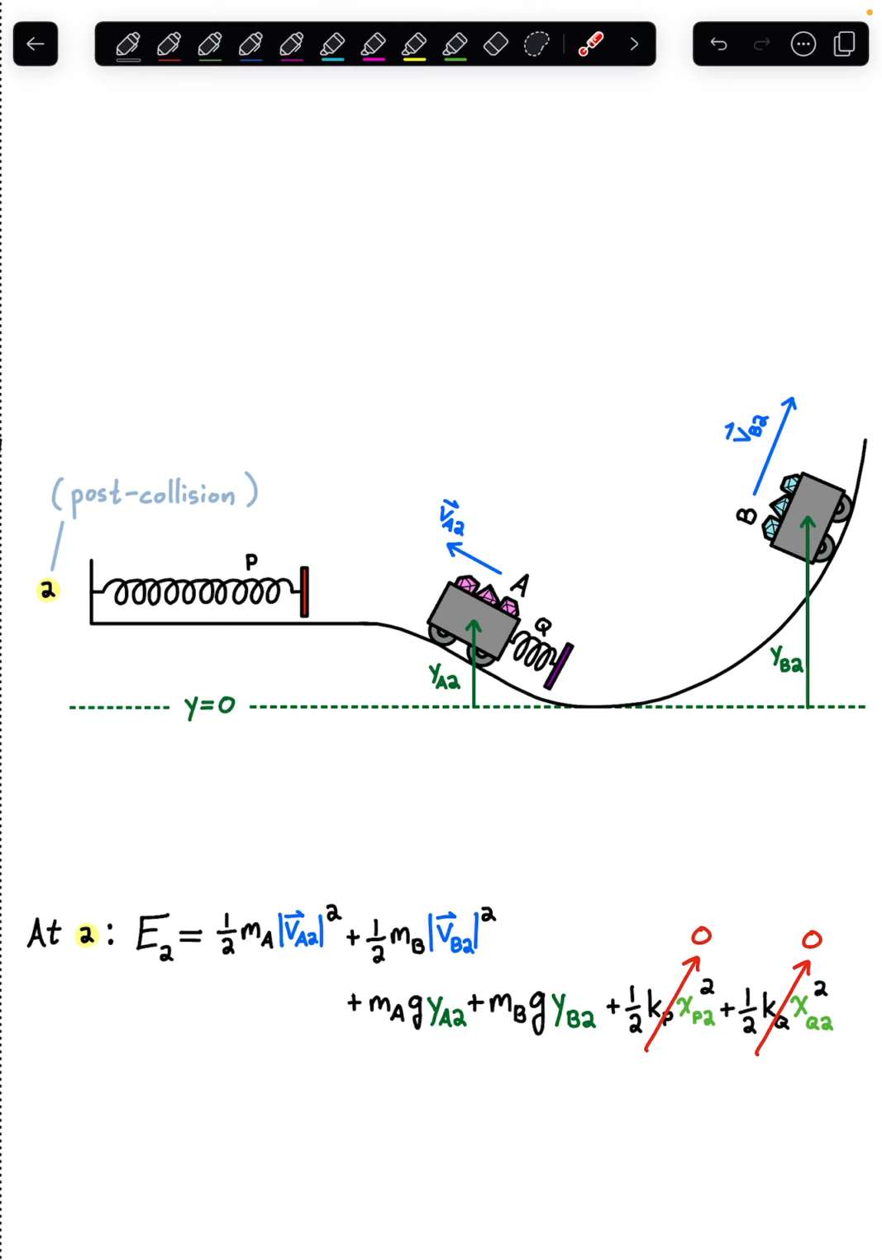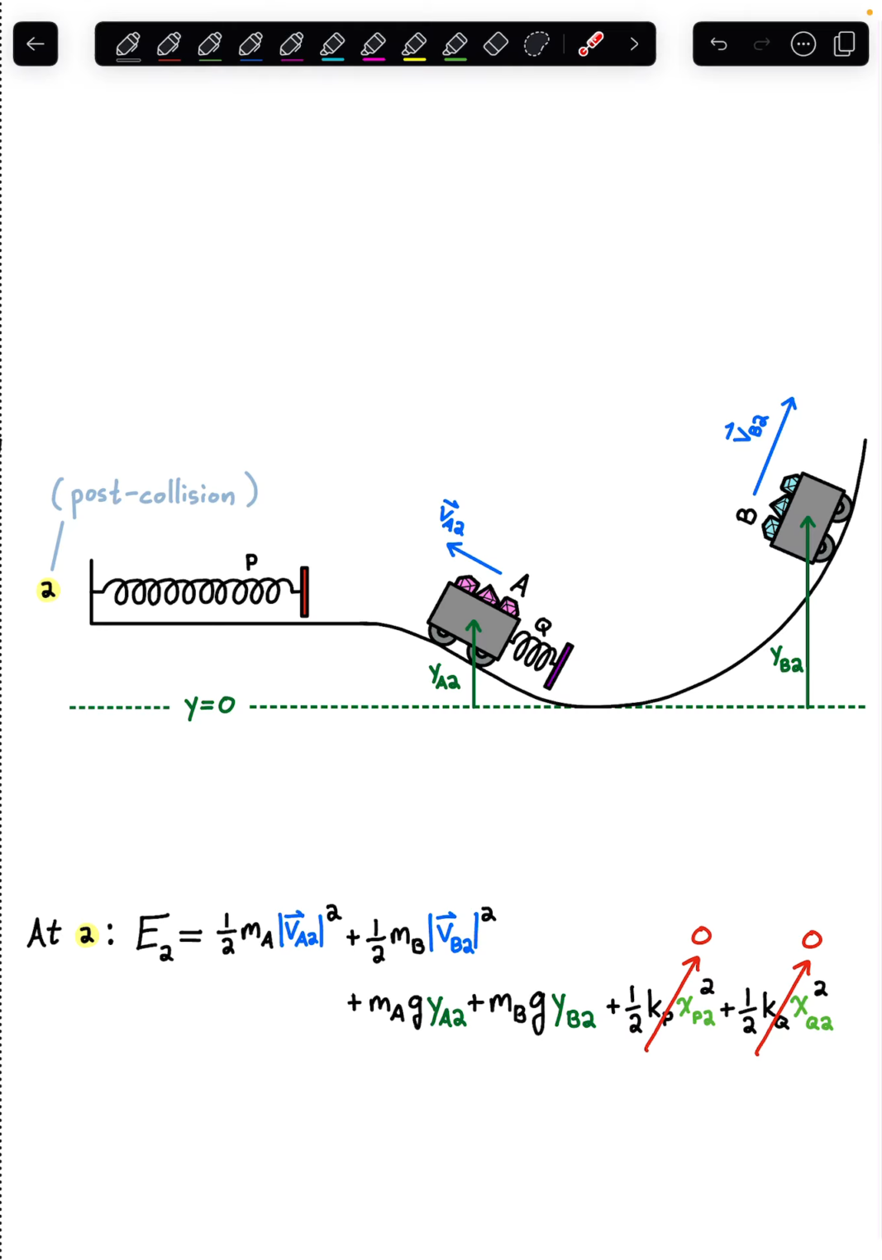However, both springs, spring P and spring Q, are back at their natural length at this instant. Spring P is not compressed or stretched. Spring Q is not compressed or stretched. Therefore, the displacement xp and the displacement xq are both 0. So there is no spring potential energy, no elastic potential energy at this instant. Both those terms are 0. So we have 4 non-zero terms and 2 zero terms for the mechanical energy at moment 2.